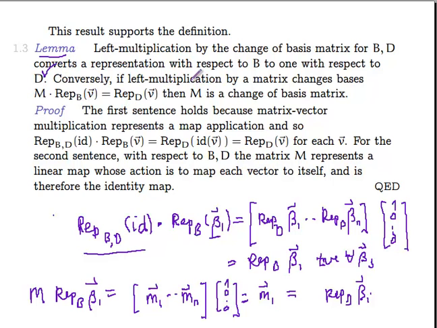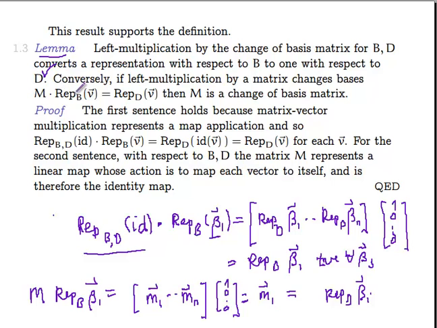On the other hand, if I want to go the other way, suppose M acts in the following way on representations of vectors with respect to B. Suppose you multiply M by a representation with respect to B, and that gives you a representation with respect to D. Well, what does that tell me about M? M times the representation with respect to B of the first basis vector is equal to, I'm writing M as its columns, the first column of M, second column of M, nth column of M. If I multiply this matrix times this representation, which again is 1 and all zeros following, that's going to get me the first column of M.